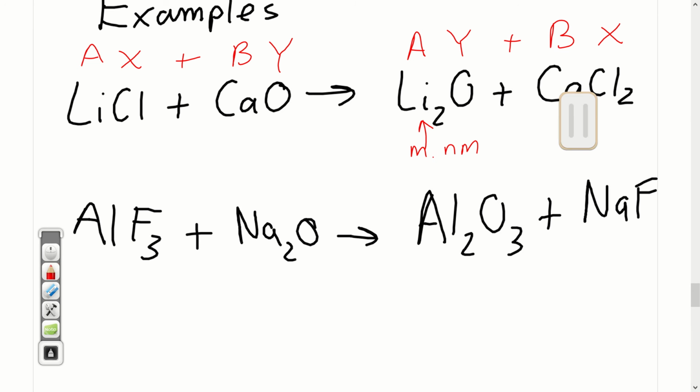So make sure you don't make that mistake. This one we do have to balance. 1 Li, 2 Li. So 2 LiCl. Now I have 2 Cls, 2 Cls. I'm good. 1 Ca, 1 Ca, 1 O, 1 O. That's all I had to do.